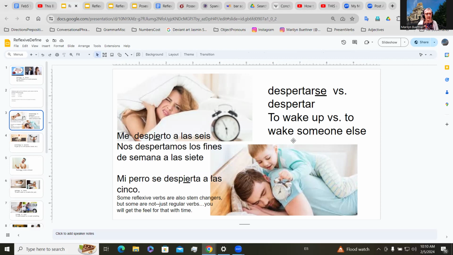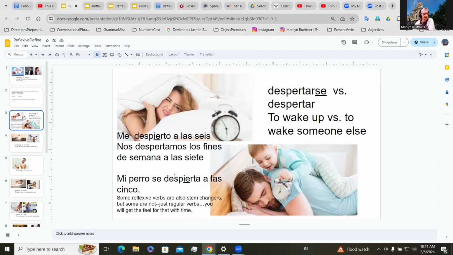Lots of verbs can be used both as a reflexive and not as a reflexive. But again, it alters the meaning somewhat. Despertar means to wake. So if my husband oversleeps and he's going to miss his business meeting, I shake him awake, and that's despertar. But despertarse is to wake up by oneself, to wake up of one's own accord. Okay? Bien?